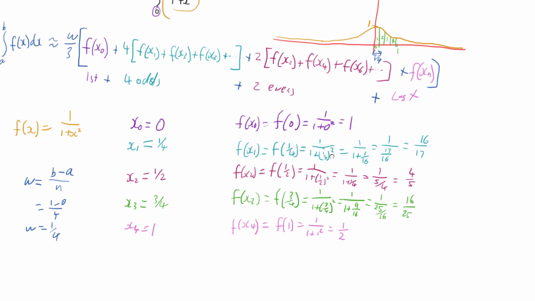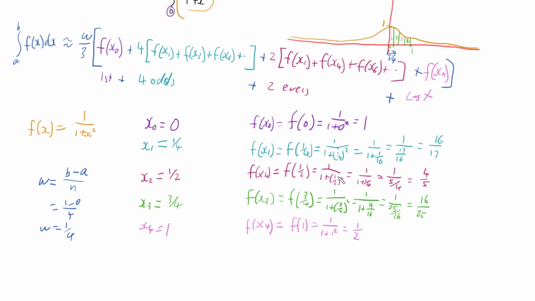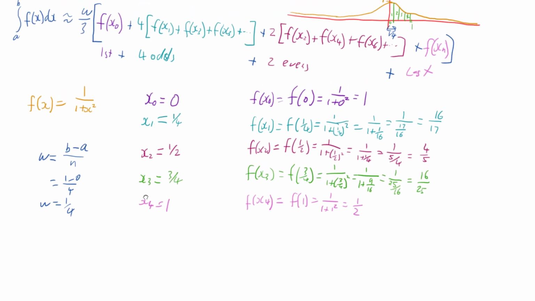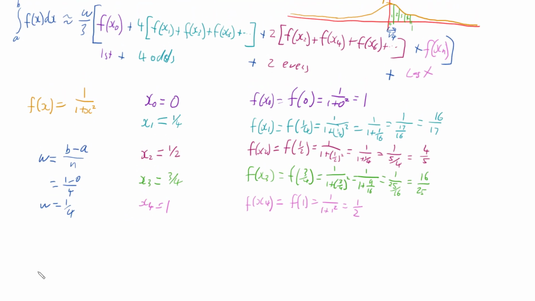So there we have it. I've got all the values I need now to plug into my rule. I've just got to plug them in and work it out and get my answer. So let's do that. Following our rule, our approximation, we've got the integral between 0 and 1 of 1 on 1 plus x squared with respect to x is going to be our width on 3. Our width was a quarter, so I'm going to have a quarter on 3 multiplied by f of x0. F of x0 is 1.